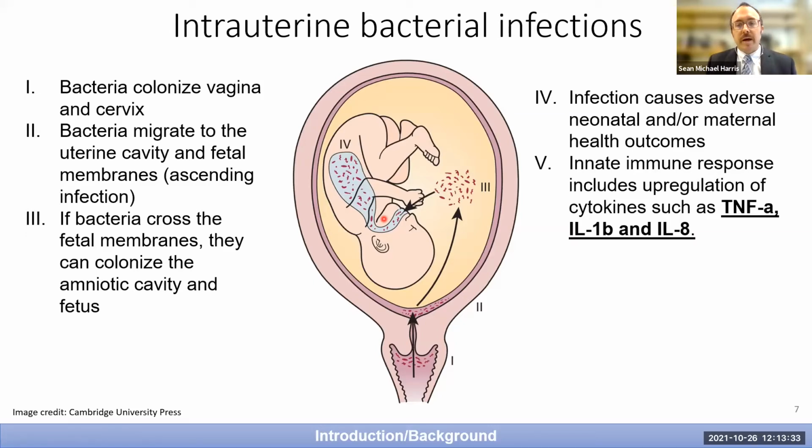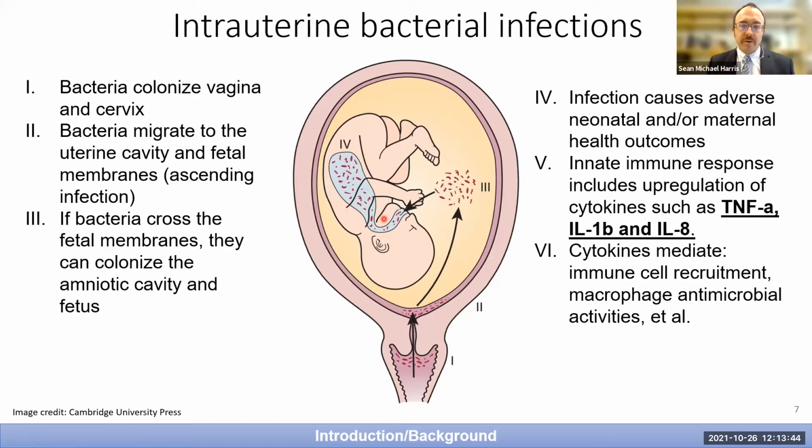Part of the innate immune response to pathogenic bacteria is the upregulation of certain cytokines such as TNF-alpha, IL-1 beta, and IL-8. And so these cytokines help to mediate the immune response to the pathogen. They have a number of roles to play in this response, but these include things like immune cell recruitment, signaling for immune cells to come to the gestational tissues to help fight the infection, as well as activating macrophage antimicrobial activities. So macrophages are the important immune cells contained in gestational tissues that fight and basically swallow up and kill pathogens.